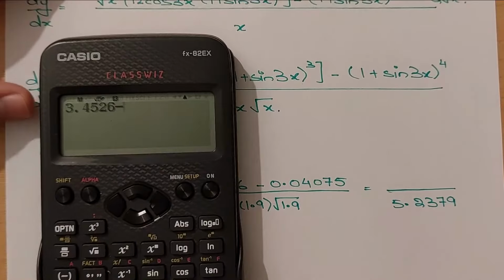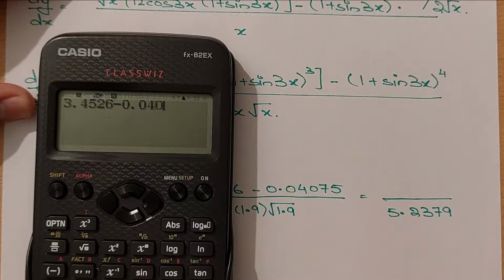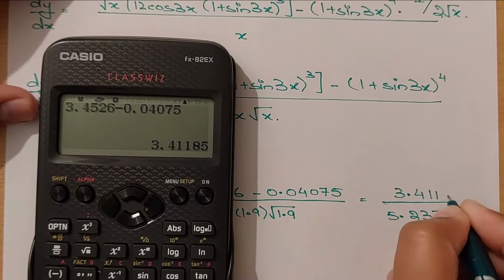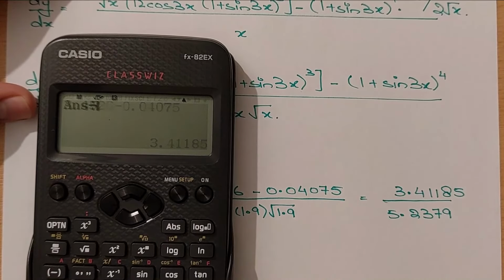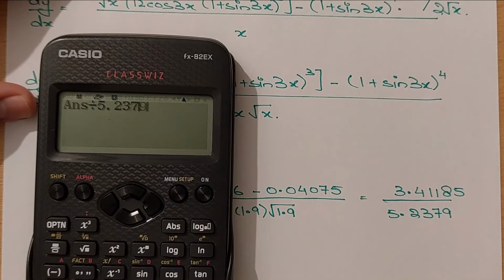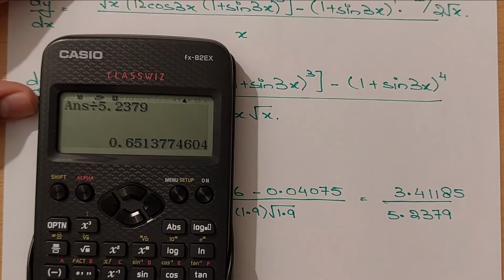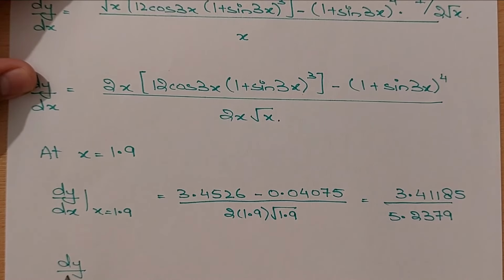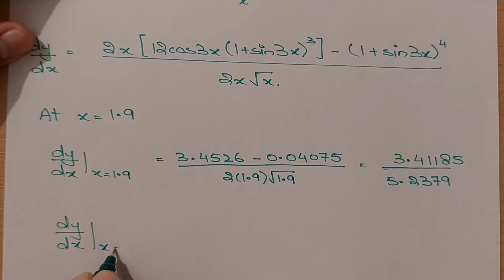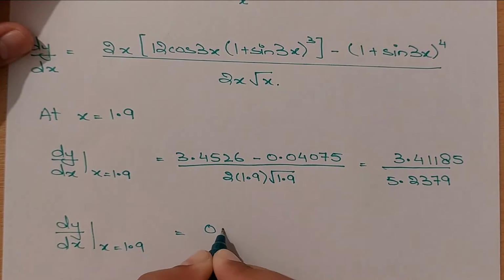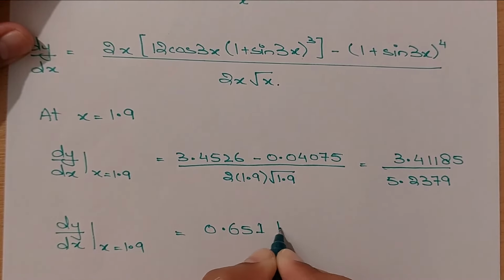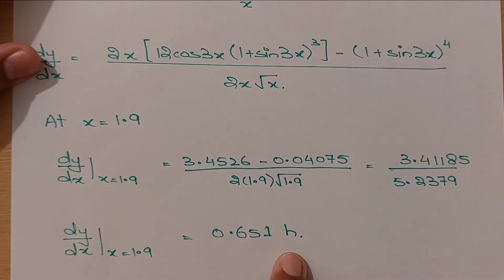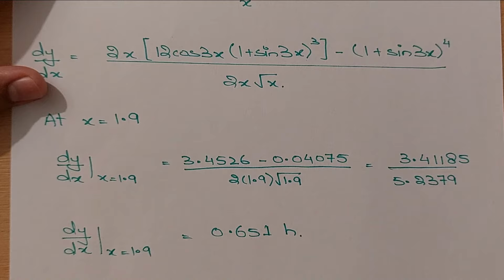3.4526 subtract 0.04075, that is 3.41185, divided by 5.2379, that is 0.651. So we can say that dy by dx at x equals 1.9 is 0.651 times h, because x increased from 1.9 to 1.9 plus h, where h is very small.